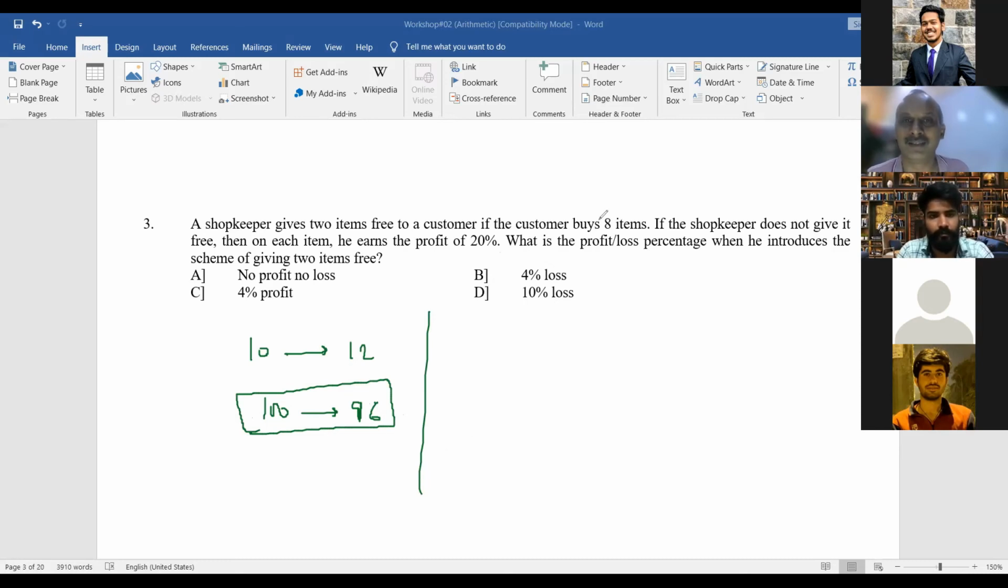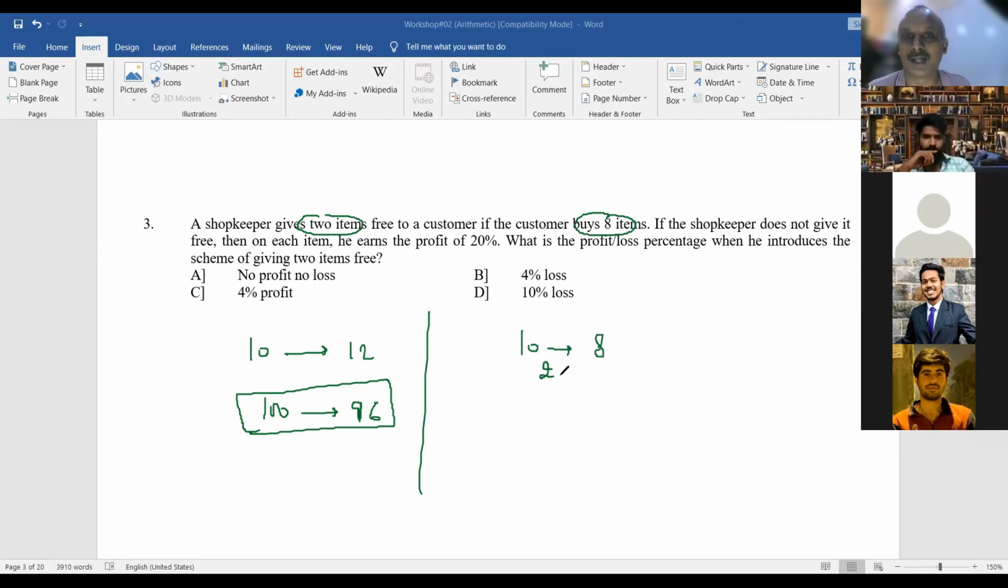Or what you can say is, if he gives 2 items free if the customer buys 8 items, basically out of 10 items, he is getting paid for 8 items. It's a discount of 20%. These things we have covered in the regular classes also. It's a case of discount of 20%, isn't it?